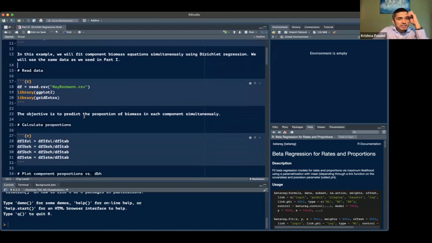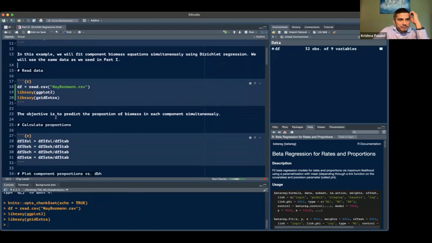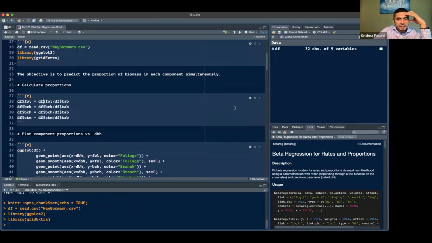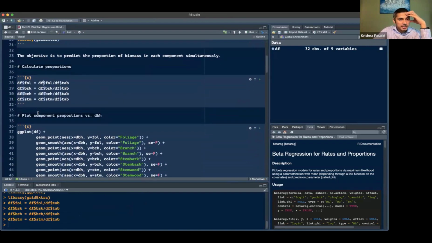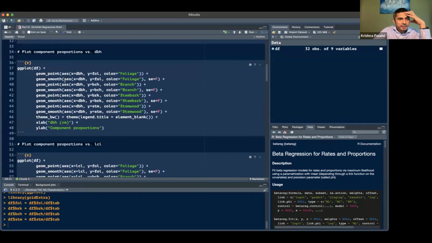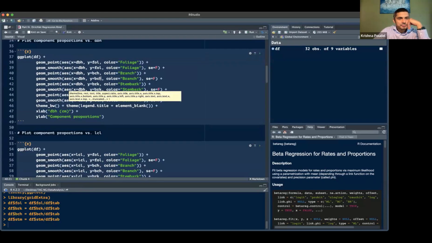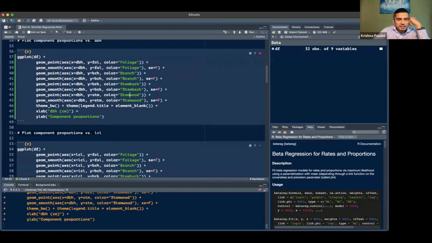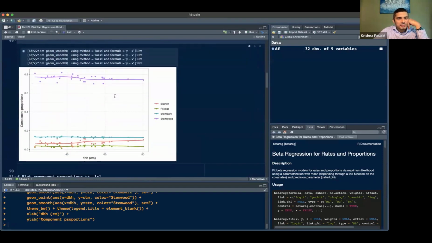Once again, same data, same packages so far, and we calculate proportion by dividing component biomass by total aboveground biomass. Then let's plot all components in one figure, using the DF data and plotting points and lines for the foliage component, branch component, stem bark, and stem wood, and then labeling that.